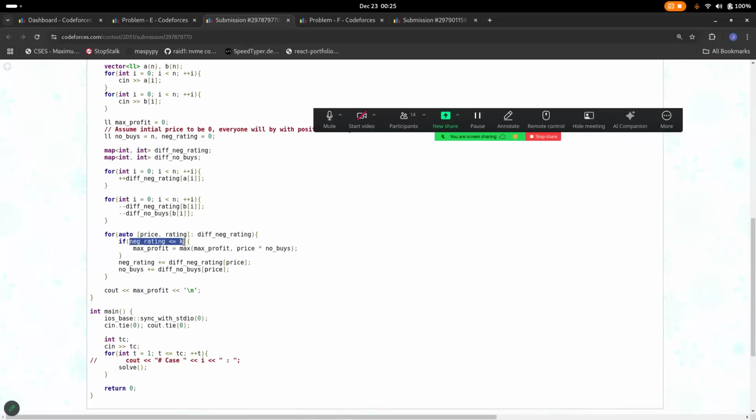If this negative rating is less than or equal to k, then since this is the maximum price where this pair remains constant, and as we know, we want to maximize our profit or the sales, our maximum profit is the maximum of what it already is versus the price times the number of buyers who are buying the trees at this pair. And finally, we just output our max profit.